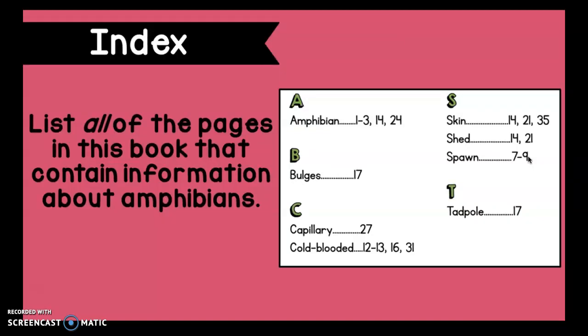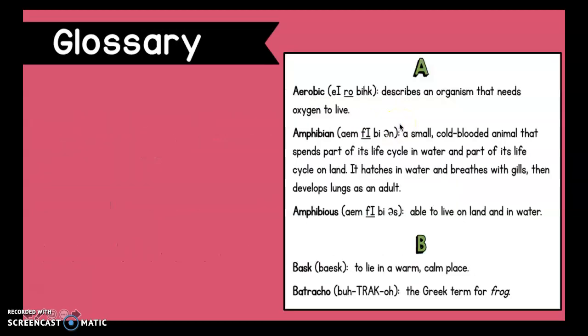So, an index lists all of the pages in this book that contain information about amphibians. So we're going to list all the pages that this book contains information about amphibians. Okay? So, we have pages 1-3, so that means pages 1, 2, and 3. Then we have pages 14, and remember, comma means and page 24.